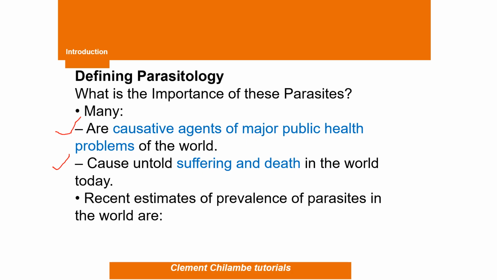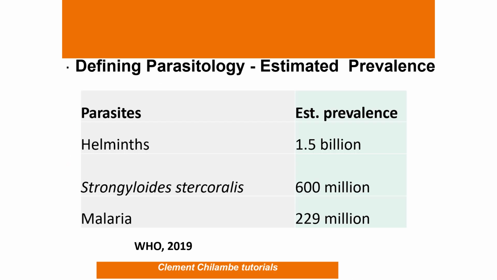Now, what are the recent estimates of prevalence of parasites in the world today? So let's just talk about three so far. That's just the estimated prevalence. This is just to let you know that yes, we do have parasites of medical concern, and these are estimated numbers that we can talk about.